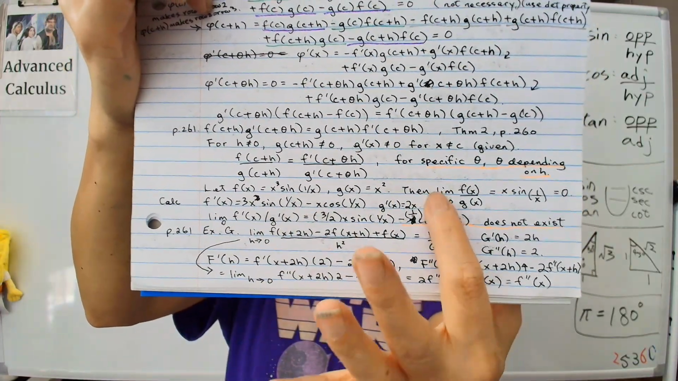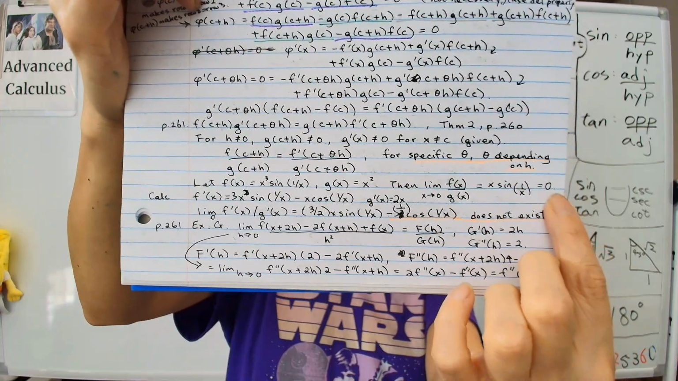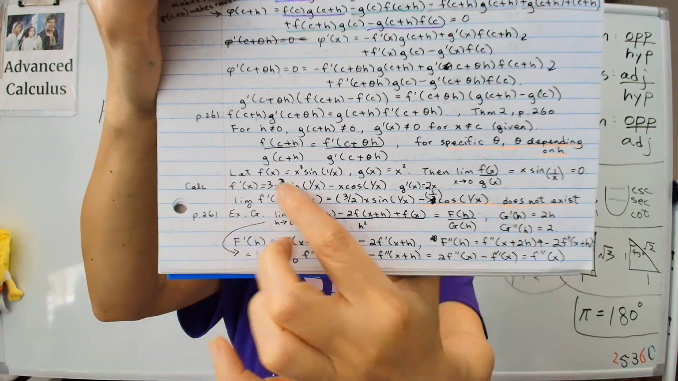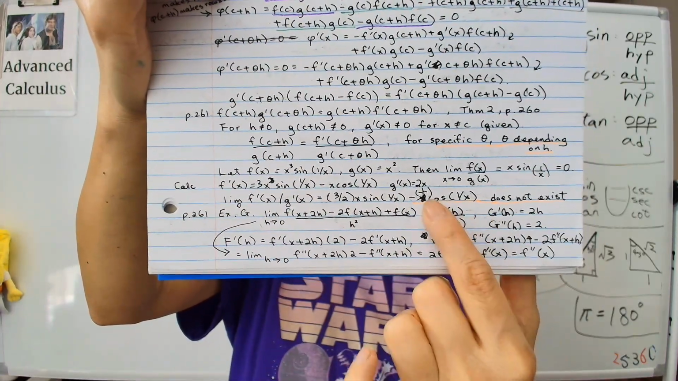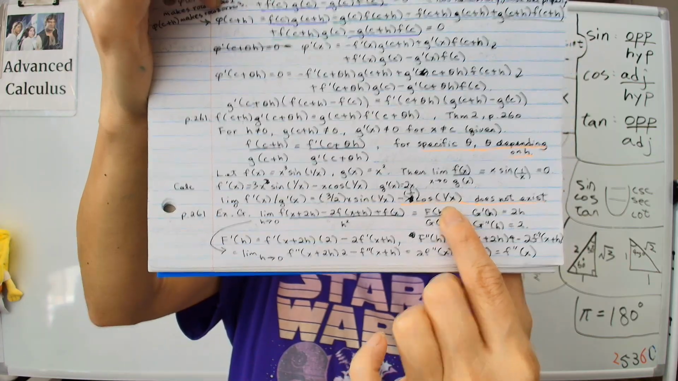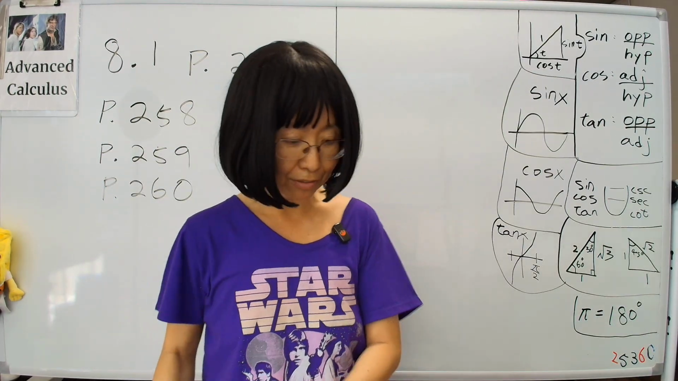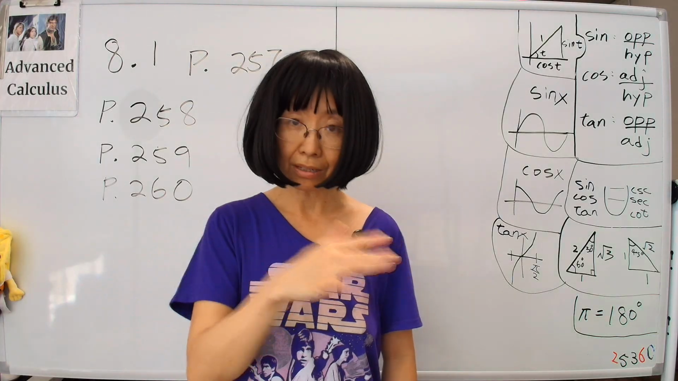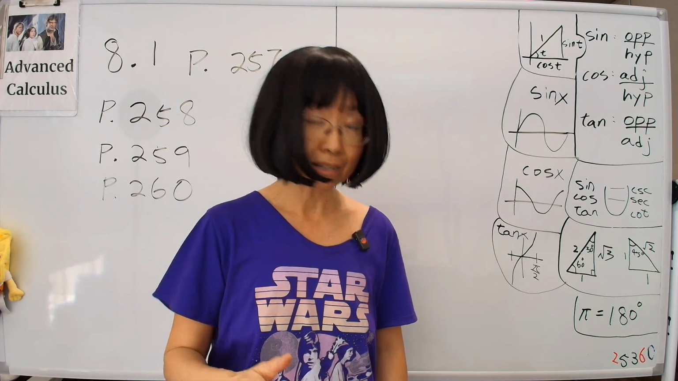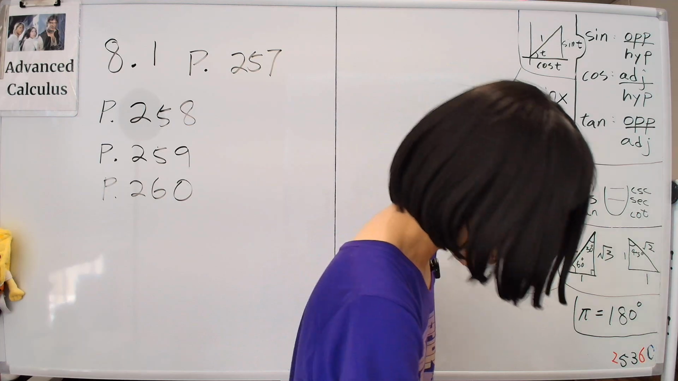Then if you calculate f over g, that's well defined to be 0. But if you calculate f prime over g prime, you'll find out that it ends up being something like cosine of 1 over x, which wiggles forever. So that shows why the converse, I think it's called, doesn't work for theorem 3.